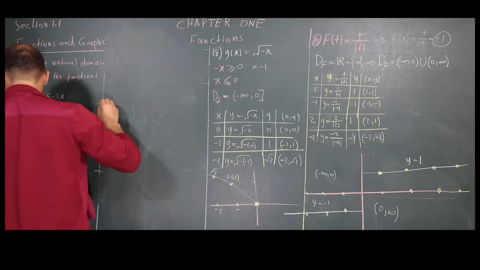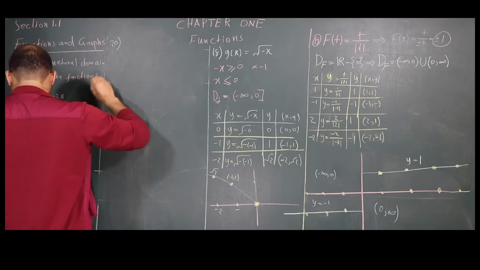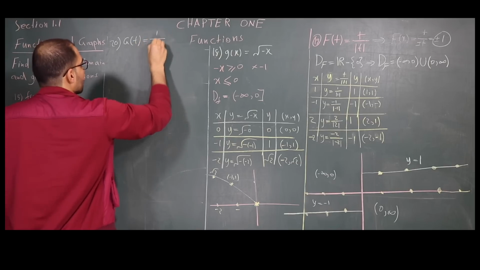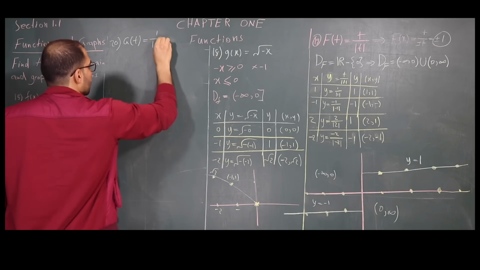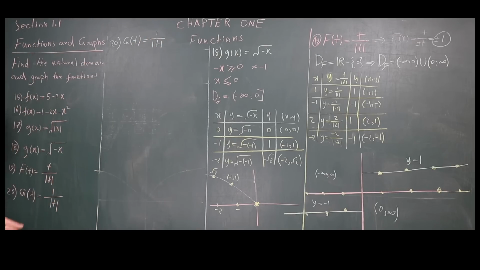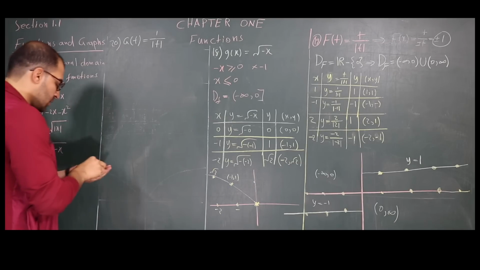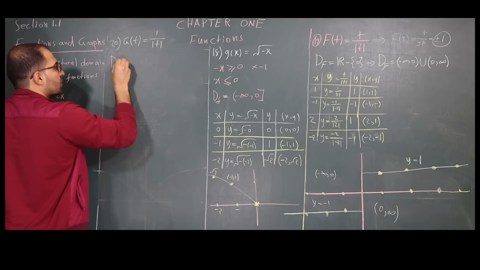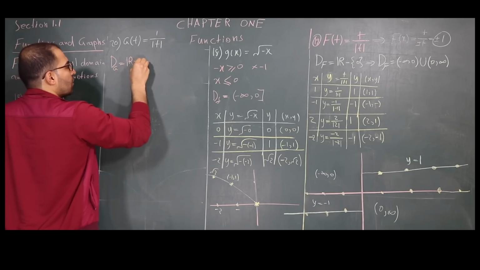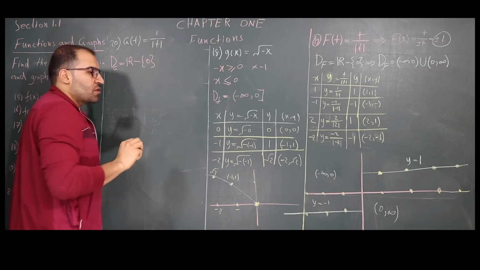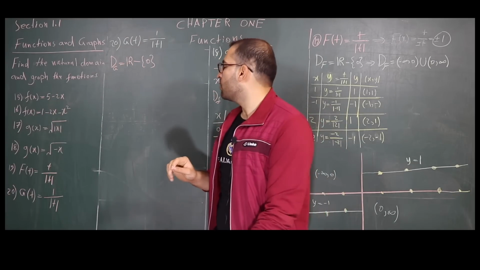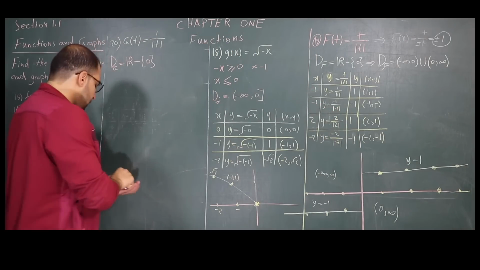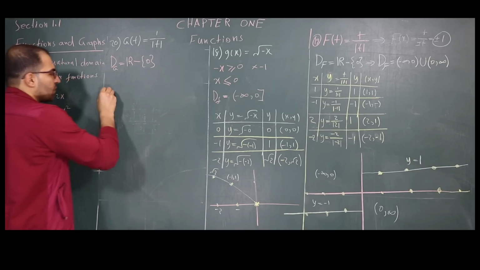The last example that we have today, example number 20, g of t equals, we need to plot, we're going to make a table. We know that the domain of this function g equals R minus 0, because the only number that makes a problem for me is 0 when I substitute it in the denominator. So let's plot the table first.